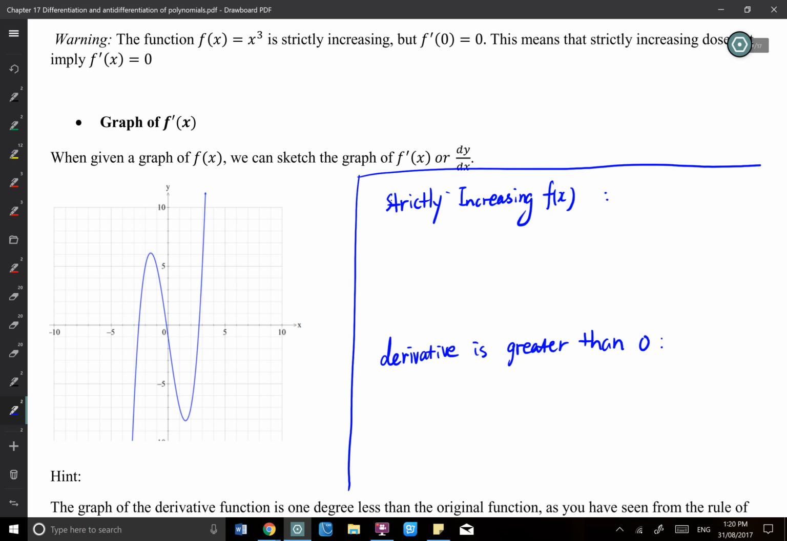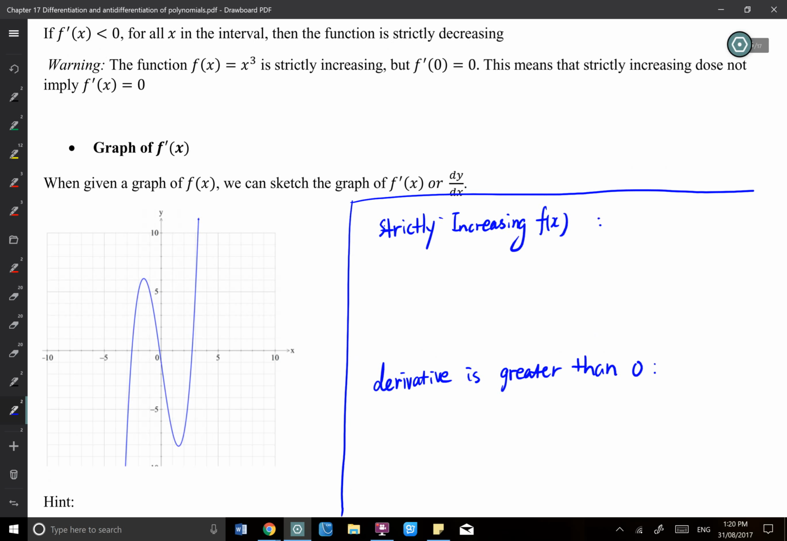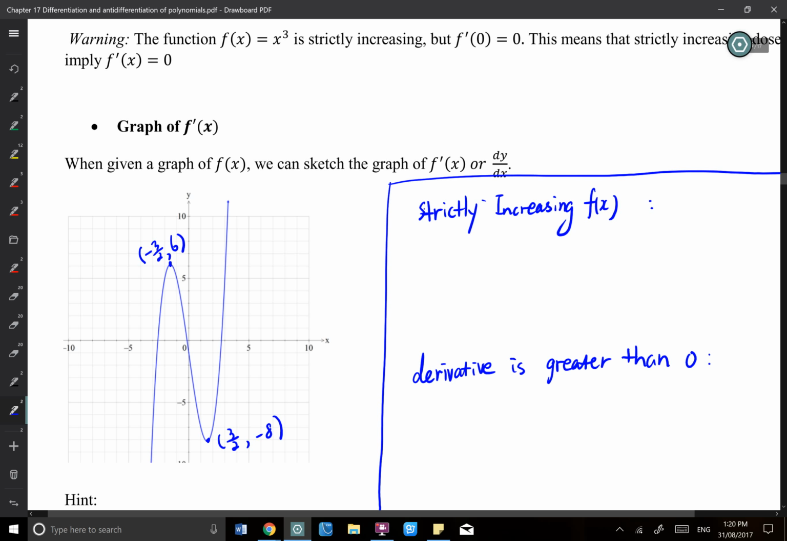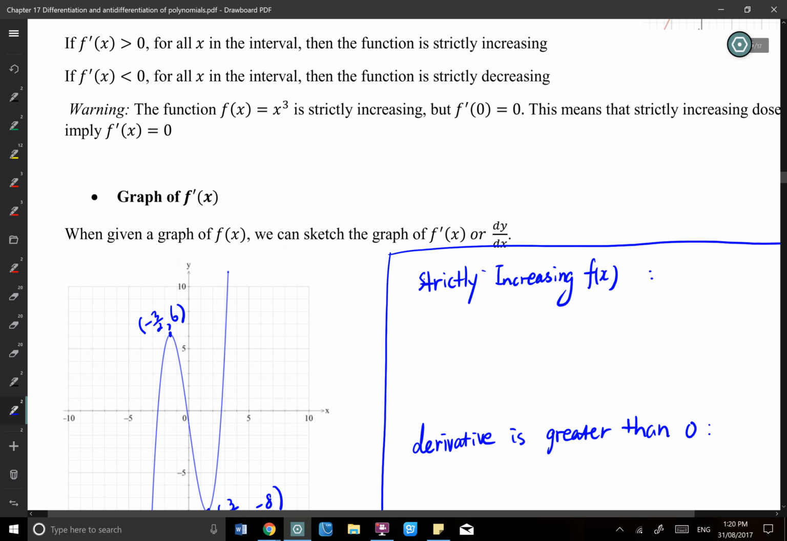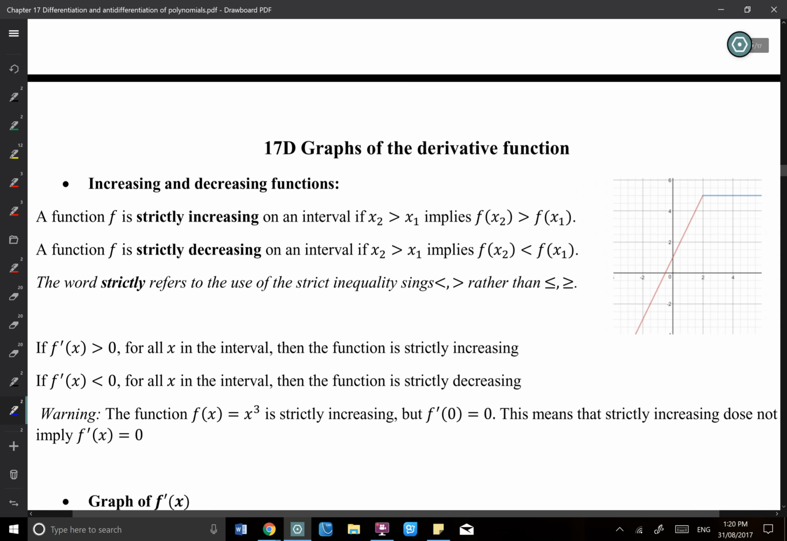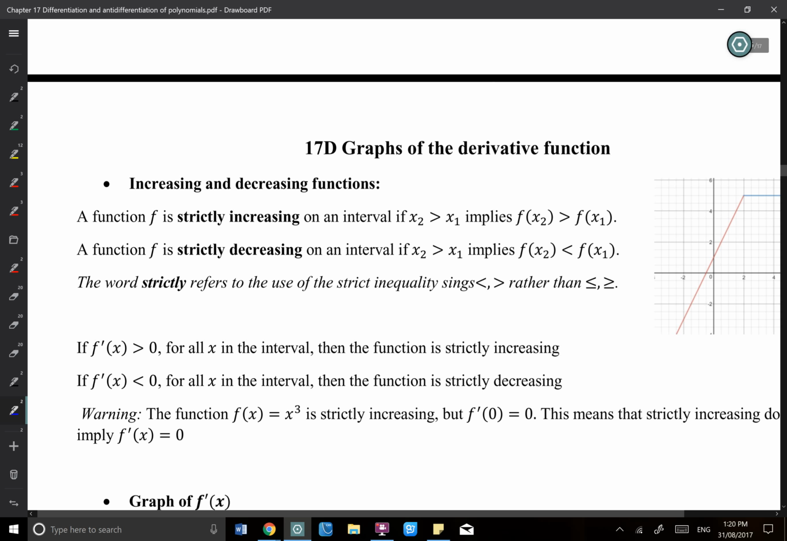I will just use that graph as an example. I will say that point is (-3, 26), and this point is (3, -8). I'll give you the coordinates of those two turning points. Let's go see a simple graph first. I'll give you the definition first.